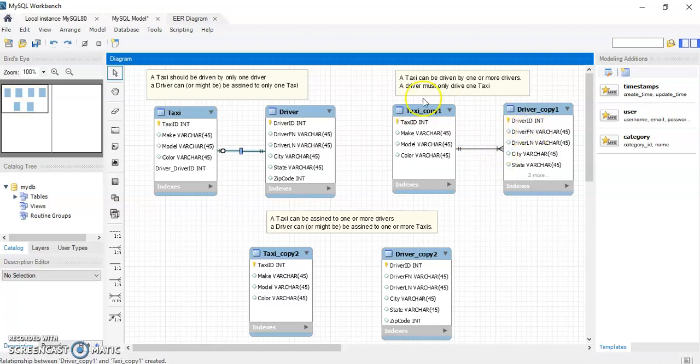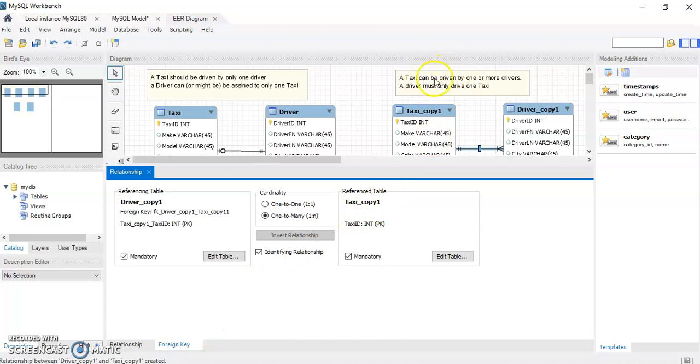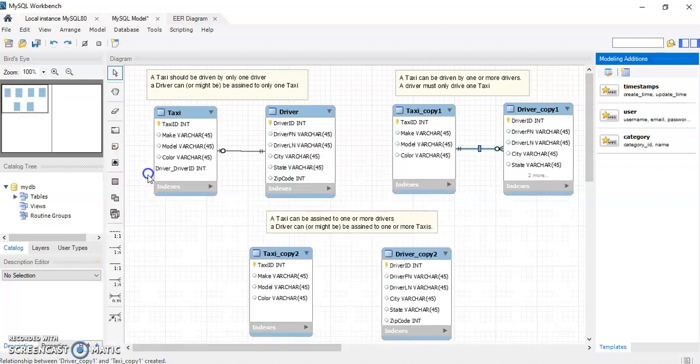But going back, a driver must only drive one taxi. So a driver, to be in the database, must be assigned a taxi and should be driving a taxi. So this one here, we're going to change it. We're going to go to the foreign key and say it can be driven. On this one it's going to be optional, right, since it's a can. But on the other side, going back, it must be mandatory, right? Matter of fact, I should do the opposite. So I'm going to do this one, and then close it.